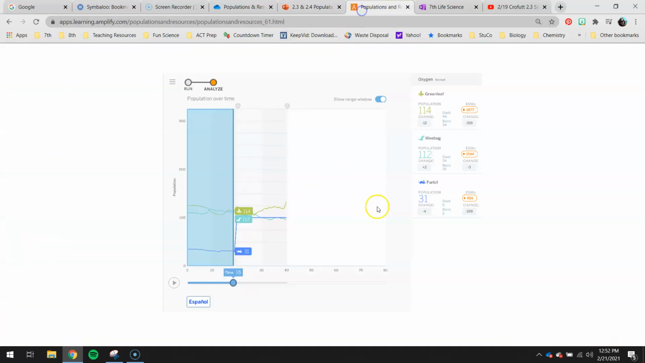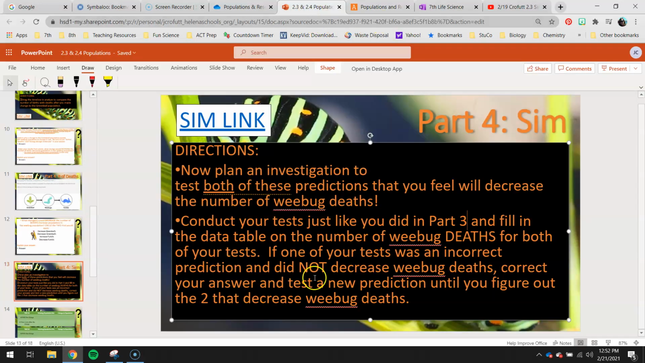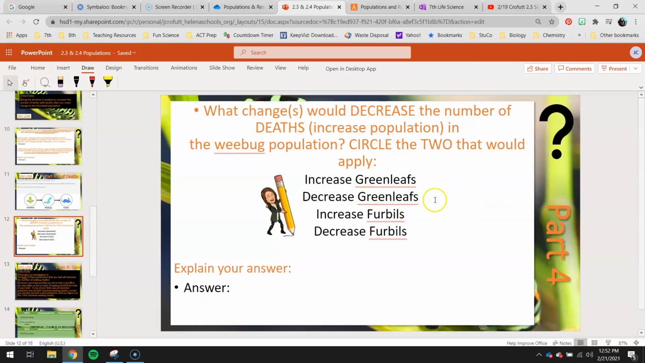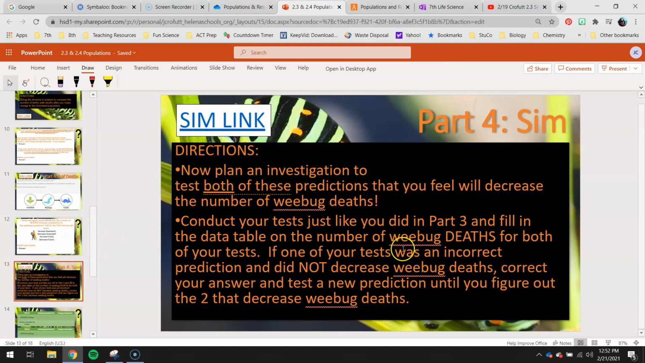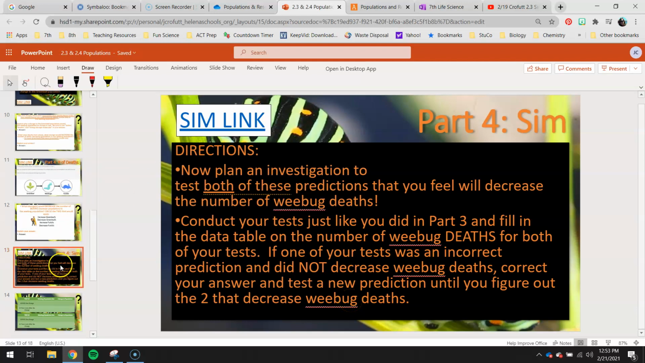So remember, you guys found WeBug deaths right here. So you guys can check that out. If one of your tests was not a correct prediction and did not decrease the WeBug's death, correct your answer. So go back to this slide, erase the one that was incorrect, circle the new one that you guys think will be correct, and go back and test that until you guys have figured out how you can decrease WeBug deaths, thus increasing their population.